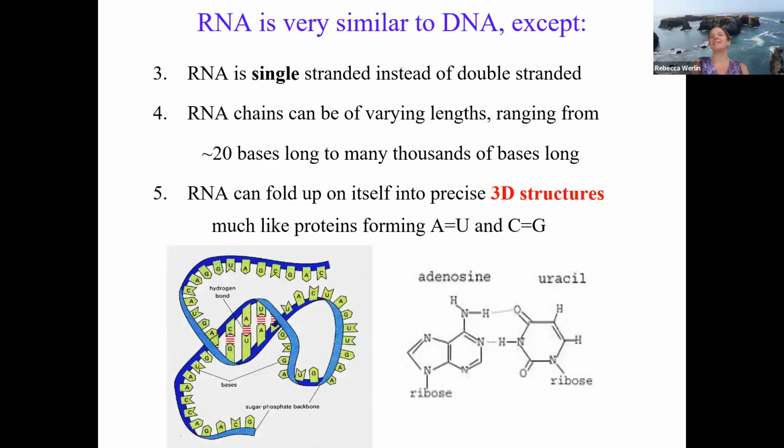Now, typically RNA is single-stranded instead of double-stranded. An RNA chain will be of varying length, from 20 bases of RNA to thousands of bases of RNA in a single strand. And because you can do hydrogen bonding, RNA will fold up into very precise three-dimensional structures. And here you can see A hydrogen bonding with U, and C hydrogen bonding with G.